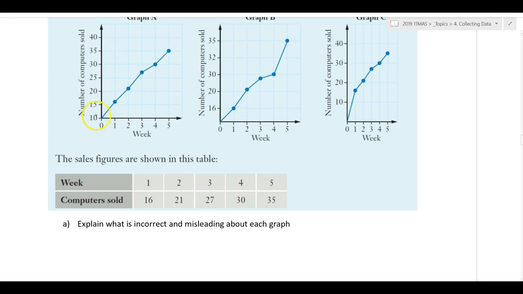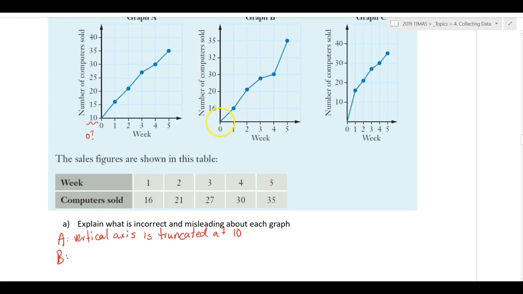Now, what's incorrect and misleading about each graph? First one here, this starts with 10. Where's my 0? So graph A, the vertical axis is truncated. Truncated means chopped off at 10.